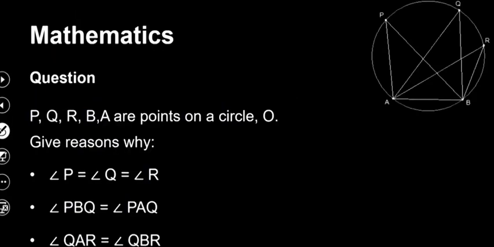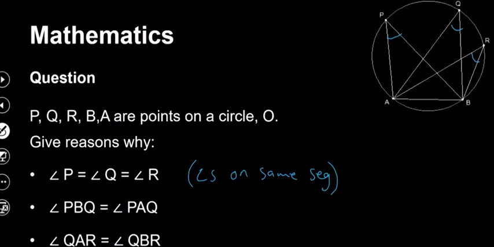Now, the question is, P, Q, R, B, and A are points on the circle, with center O, right? Give reasons why. 1, the angle P, which is this angle, is equal to the angle Q and is equal to the angle R, right? Remember, what did we say? This will be angles on same segment, right? So you please need to think about that. It will be angles on same segment.